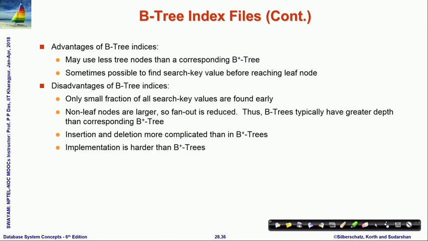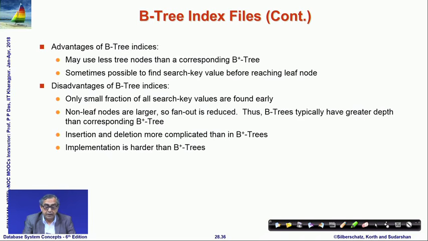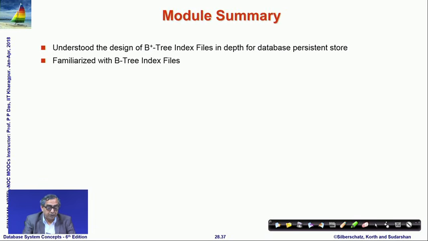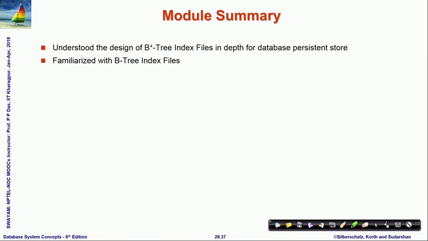If your fan out gets smaller, naturally the tree has a greater depth, because you are fanning out to fewer children at every node. So, eventually your cost increases. Naturally, deletions and insertions are more complicated than in the B plus tree, and implementation is more difficult. So, typically the advantages of the B tree do not outweigh the disadvantages. It is not very frequent that you will use B trees, but they are used at times. That is not a very common thing, and we stick to the B plus tree for both data file as well as index file storage.